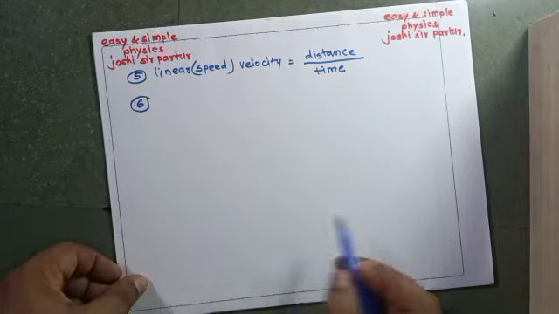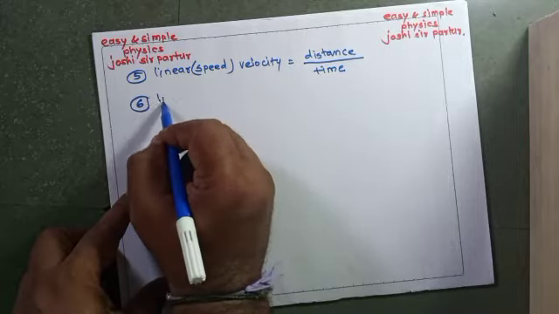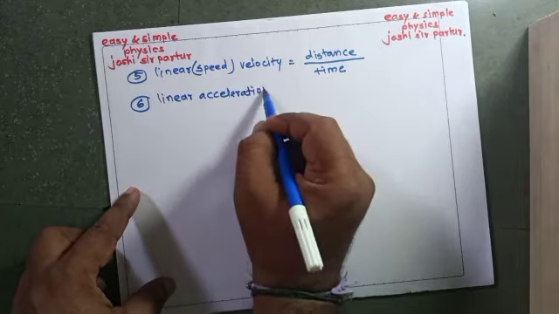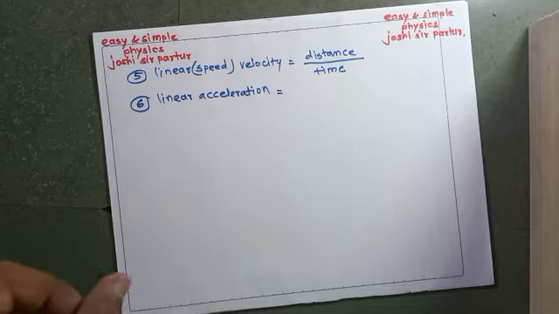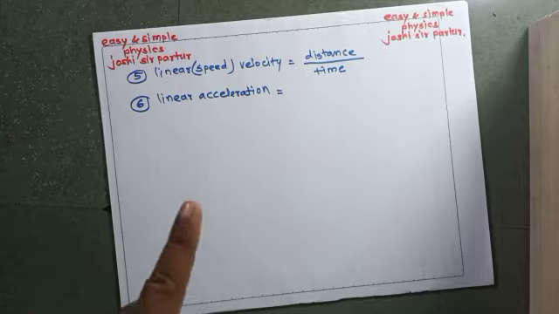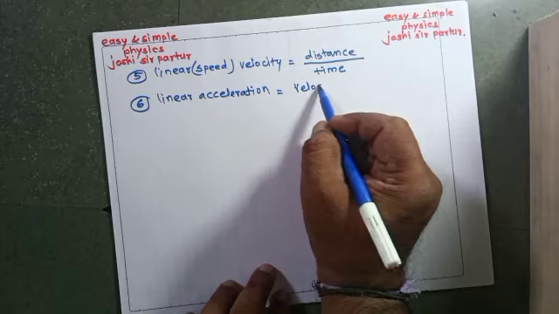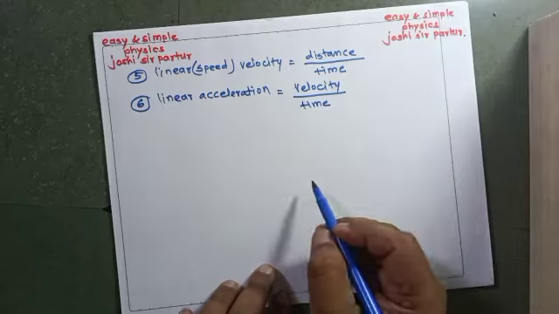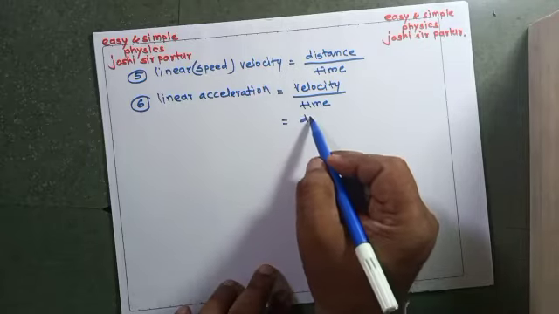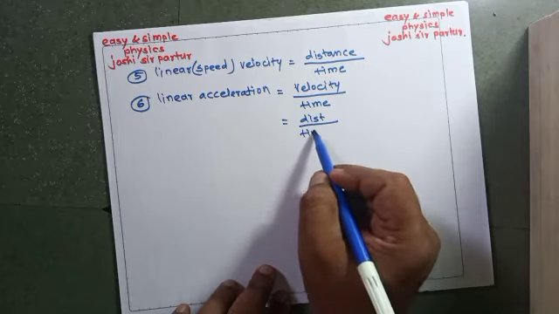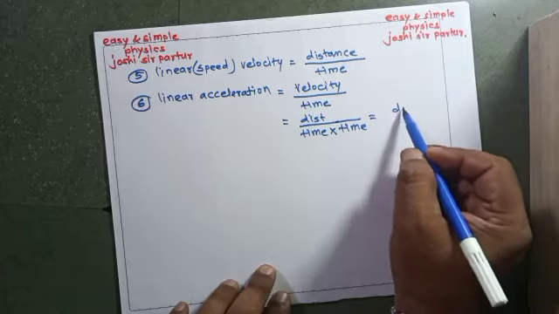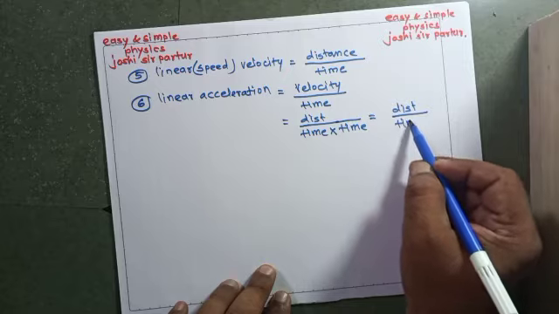Similarly, the sixth physical quantity will be linear acceleration. It is the rate of change in linear velocity with respect to time, or velocity divided by time. Here velocity we can write as distance upon time, divided by time. So we can write it as distance upon time square.